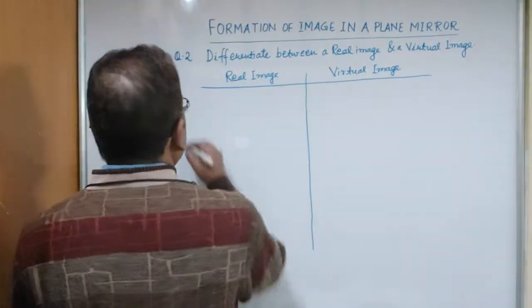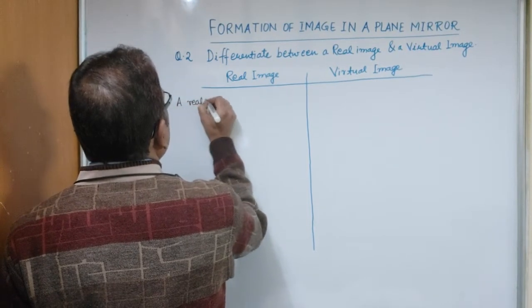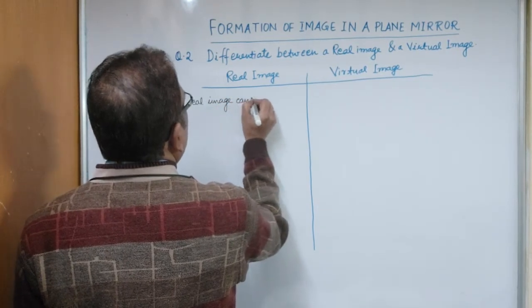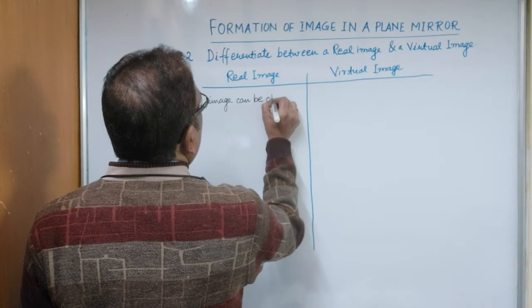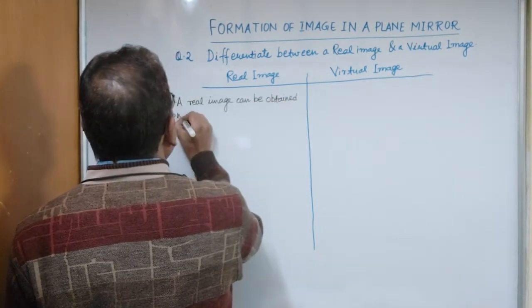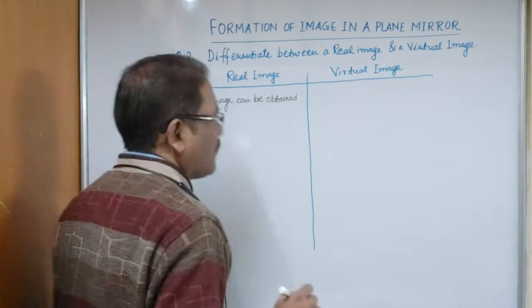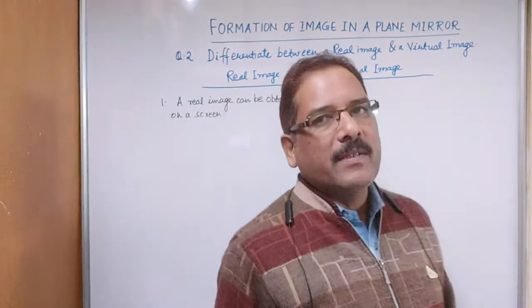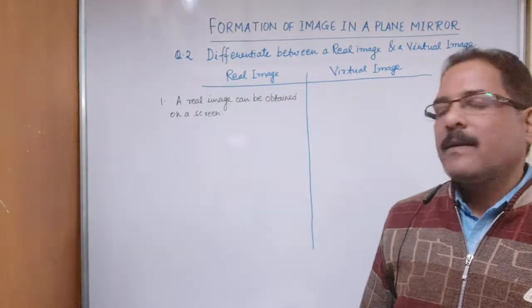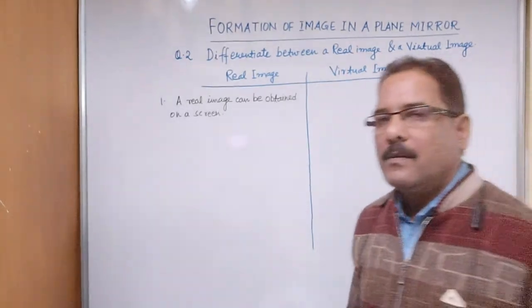So first point you write a real image can be obtained on a screen. The images which we see on the cinema screen of actor and actress, they are real images that can be obtained on a screen.